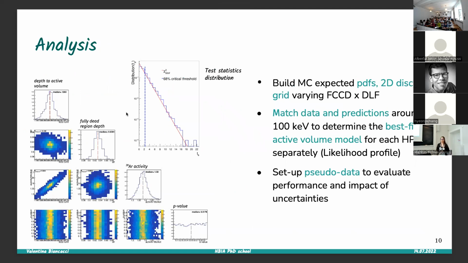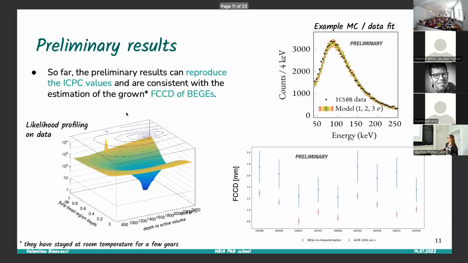So we did this analysis, building some Monte Carlo PDFs, changing the value of the FCCD and the DLF. So we have a two-dimensional grid, and we did an analysis comparing the data with them. We performed a statistical analysis using the delta chi-square as test statistic. And then we also performed some toy Monte Carlo in order to include the different uncertainties that we have. So in conclusion, here are just preliminary results of what we obtained.